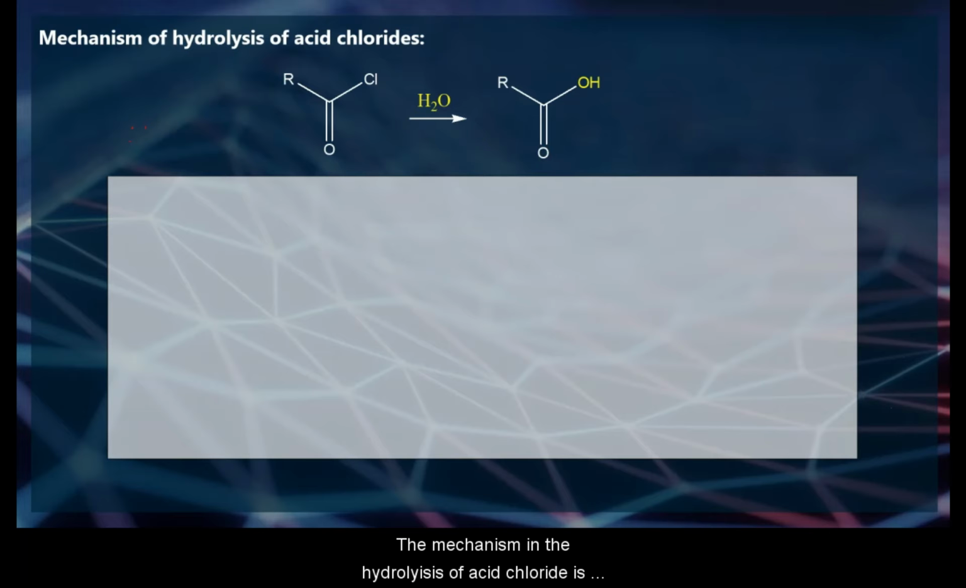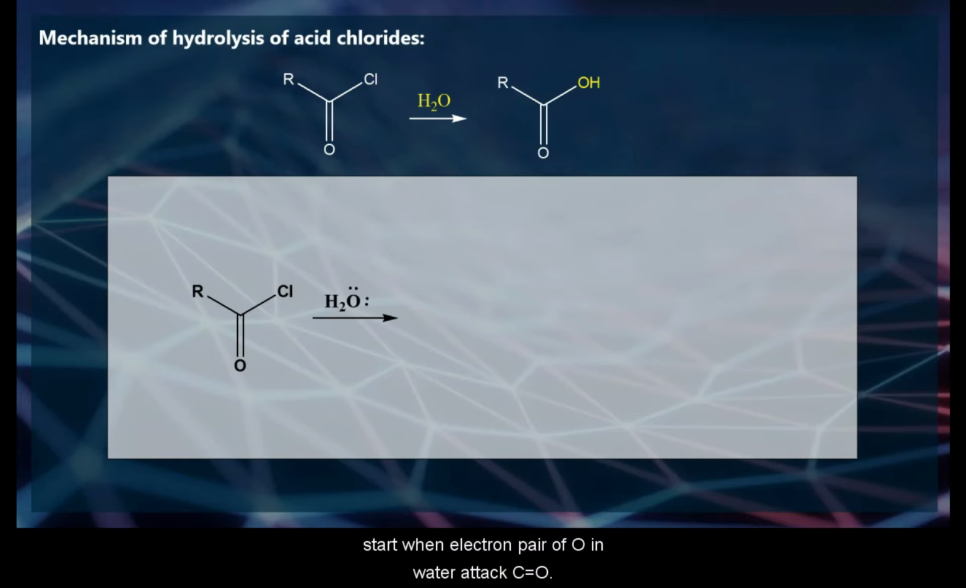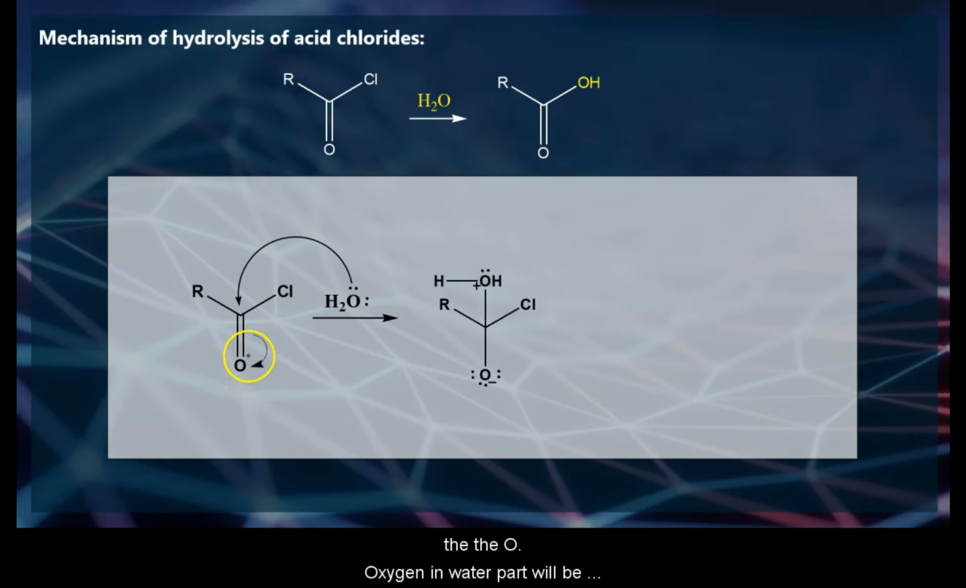The mechanism in the hydrolysis of acid chloride starts when the electron pair of oxygen in water attacks C double bond O. At the same time, the pi bond in C double bond O is broken and moves to the oxygen. Oxygen in the water part will be positive since it loses electrons, while oxygen at the carbonyl part becomes negative since it gains an electron pair from the pi bond.